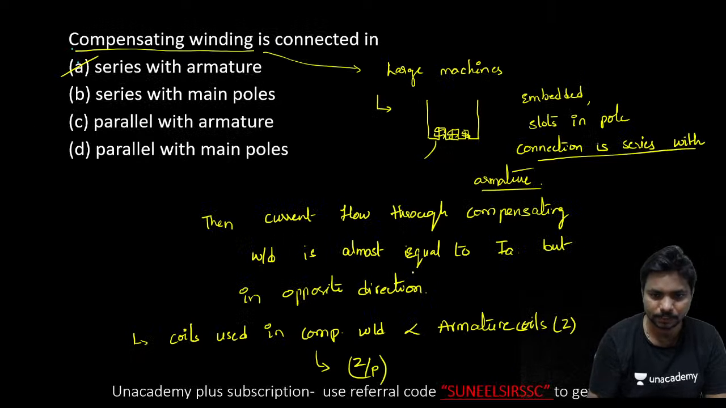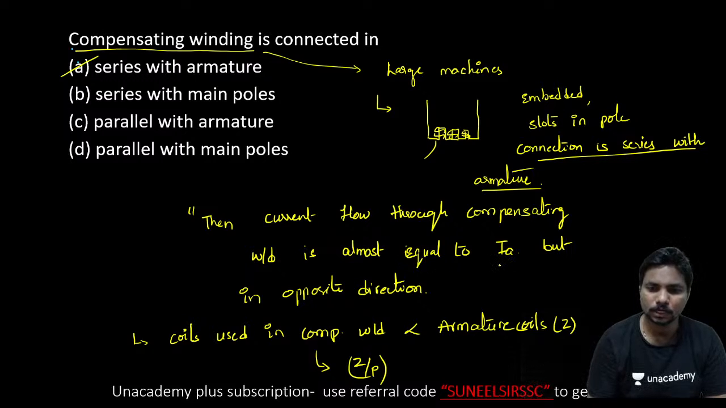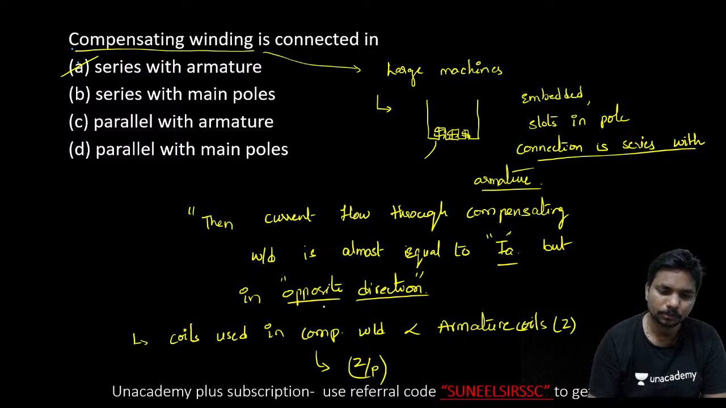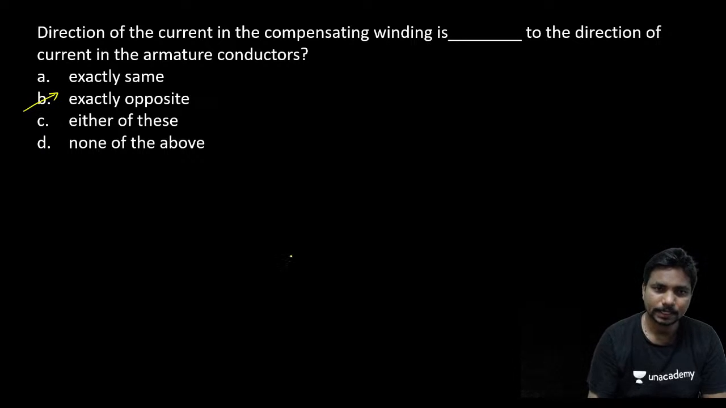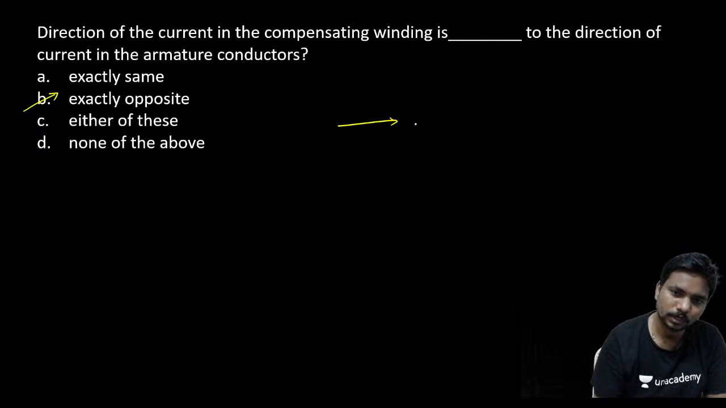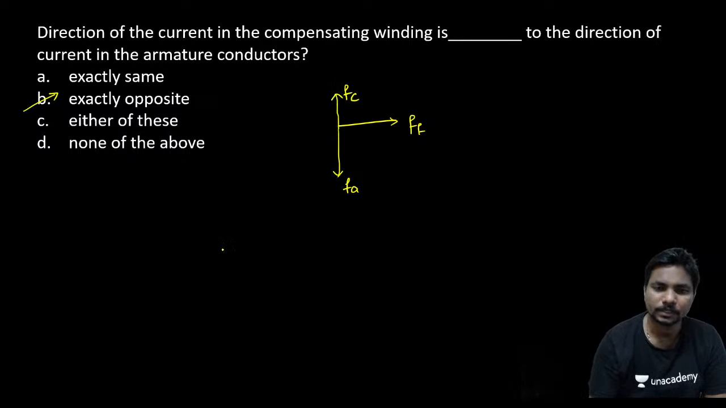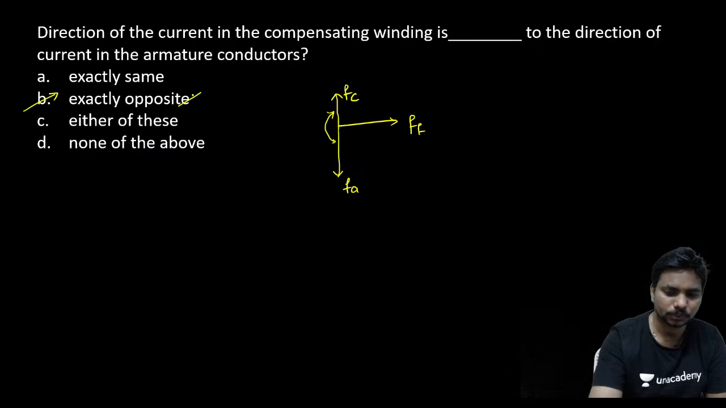Just now I have given that the current flow through the compensating winding is almost equal to armature current, but in opposite direction. Exactly opposite. Then only if we have the field MMF in this direction and armature MMF in this direction, due to the compensating winding we are getting an MMF in the opposite direction to the armature MMF. So, exactly opposite.